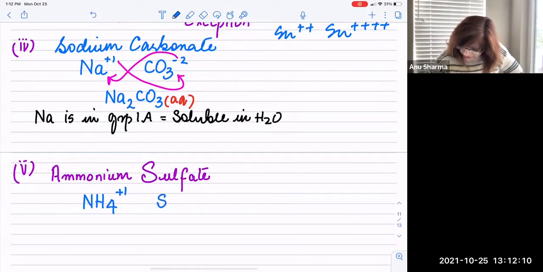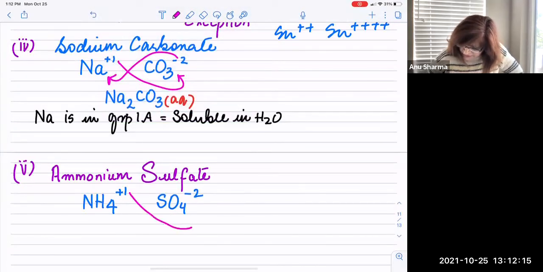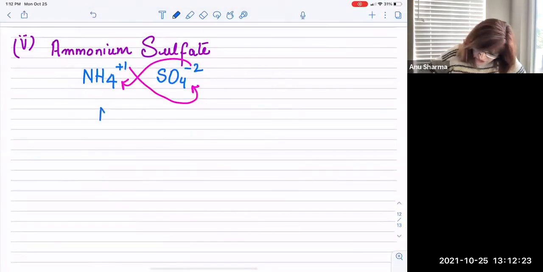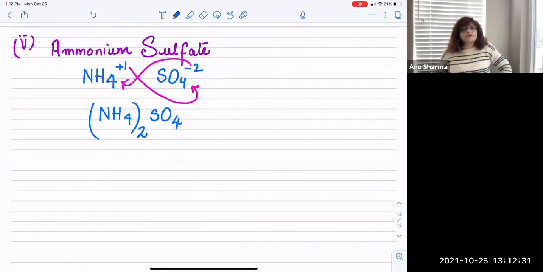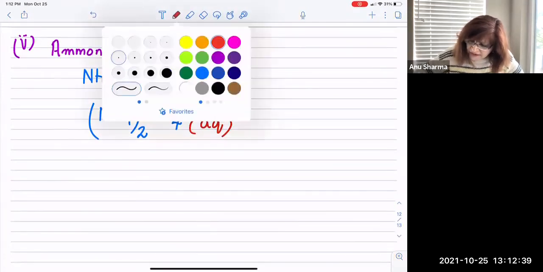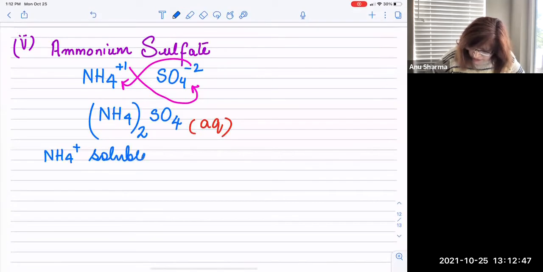+1 charge, sulfate, SO4, -2 charge. And so what happens here is this comes here and this comes here. Okay. And so what do you get here? This is NH4 whole twice SO4. Okay. Ammonium sulfate. Ammonium sulfate is soluble in water. Why? It is aqueous because it is an ammonium. Ammoniums are NH4s. All NH4s are soluble in water, always.